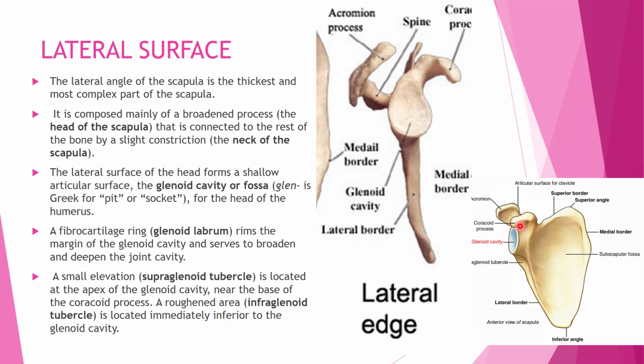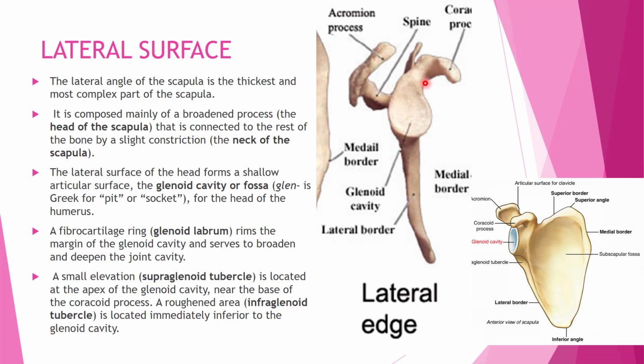Above, there is the supraglenoid tubercle where the long head of the biceps attaches, and below is the infraglenoid tubercle where the long head of the triceps is attached. Remember one thing, the capsule of the shoulder joint will include the supraglenoid tubercle, so the long head of the biceps is intracapsular, whereas the infraglenoid tubercle is outside the capsule of the shoulder joint, so the long head of the triceps is outside the capsule and is named extracapsular. Again, I will repeat, the long head of the biceps is intracapsular and the long head of the triceps is extracapsular.